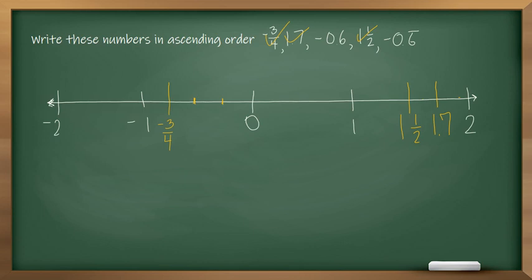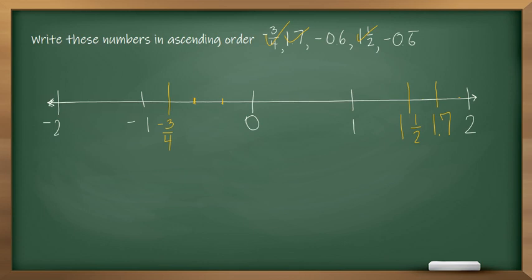Now I've got negative 6/10 or negative 0.6 and negative 0.6 repeating left. Those look very similar. So I should probably take a moment and try to decide which one goes where, because they're going to be very close together because they're very similar numbers. Negative 0.6 repeating means negative 0.6666666 forever.